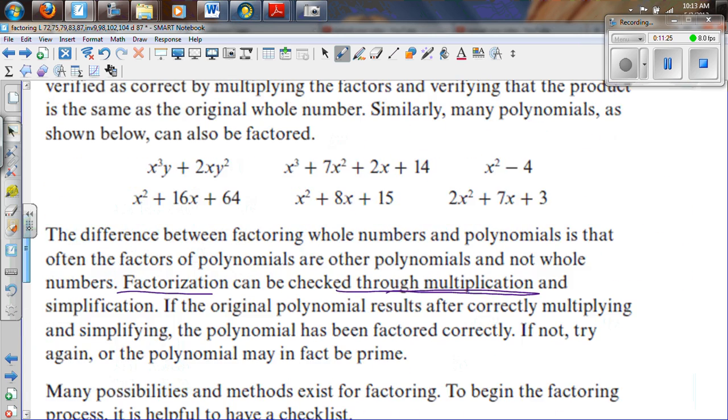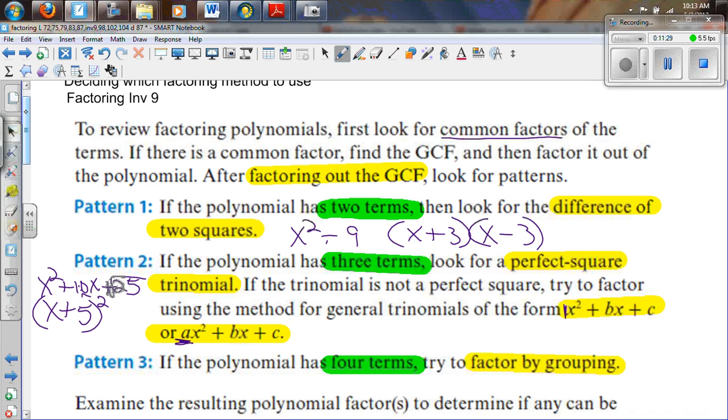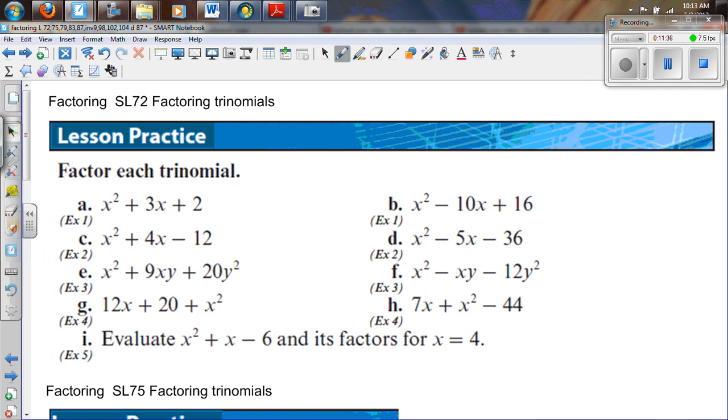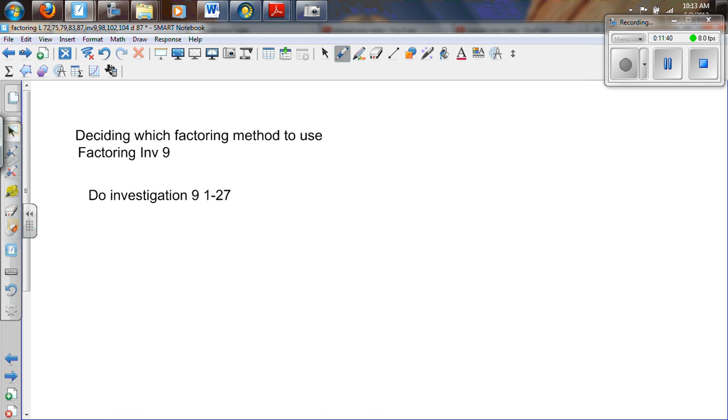You may want to refer back to this list as you go through and do Investigation 9. On your assignment section here, I've left a whole page where you're going to do Investigation 9, 1 through 27. You're going to answer questions about factoring and how you factor.